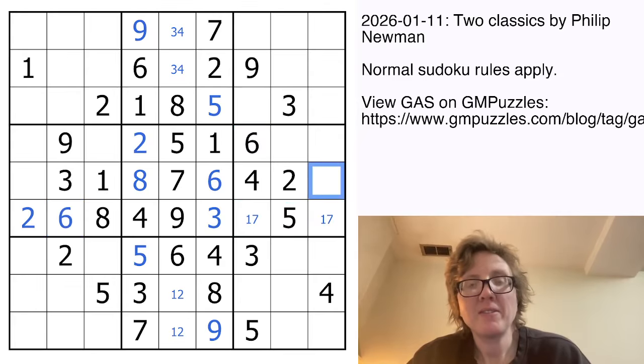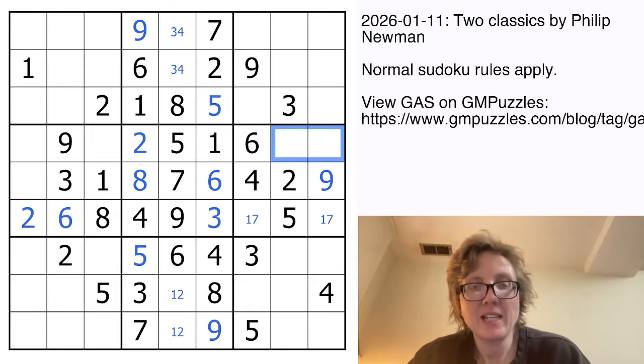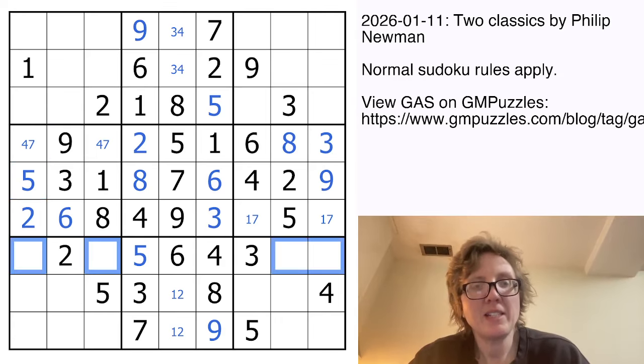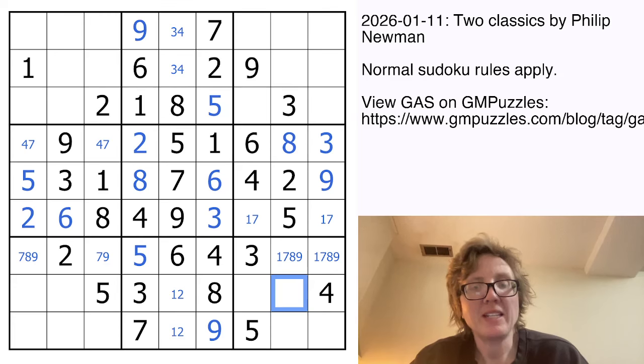These are going to be 1 and 7. This is now the only position for 9 in this region. And I need a 3 and an 8. These need to be 4 and 7 to finish off the row. And then I need a 5 right here. Down here, I need 1, 7, 8, and 9. I don't think I can quite resolve that yet, but I'm just going to leave those pencil marks.